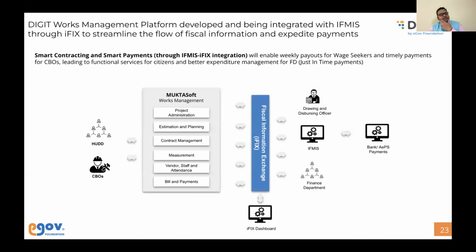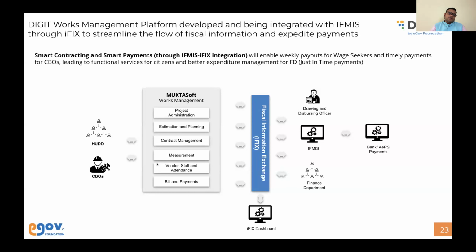So how did we address this through the standardized fiscal event? We have a works management platform developed on Digit, which has end-to-end smart contracting capabilities. This is being integrated through iFix with the state IFMIS.